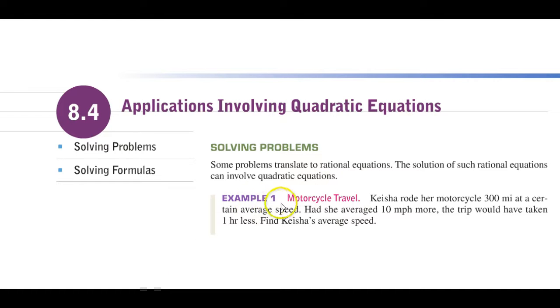And here we have somebody who's on a motorcycle. She rode her motorcycle 300 miles at a certain average speed. Had she averaged 10 miles per hour more, the trip would have taken 1 hour less. So as you may or may not realize, this is going to be a distance problem. So let's go on and take a look at what they've done.